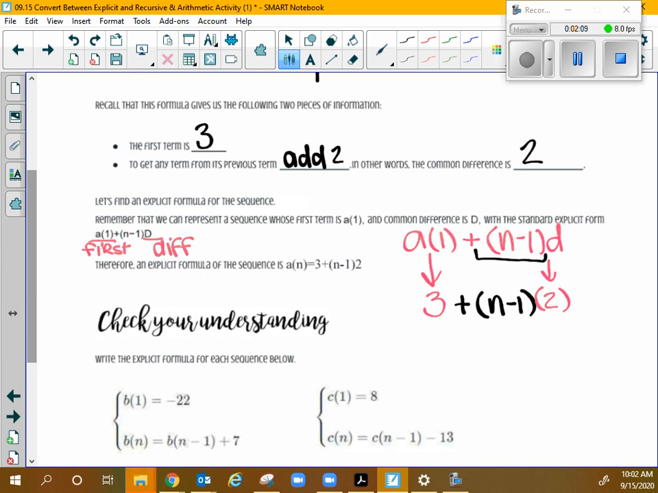Remember, again, we can write that 2 as a distribution in the front. So if we wanted to write 3 plus 2 times n minus 1, I will tell you that it is written like this on your test at least once, with the common difference in the front. So make sure that you have both of those on your paper, because those are the same.